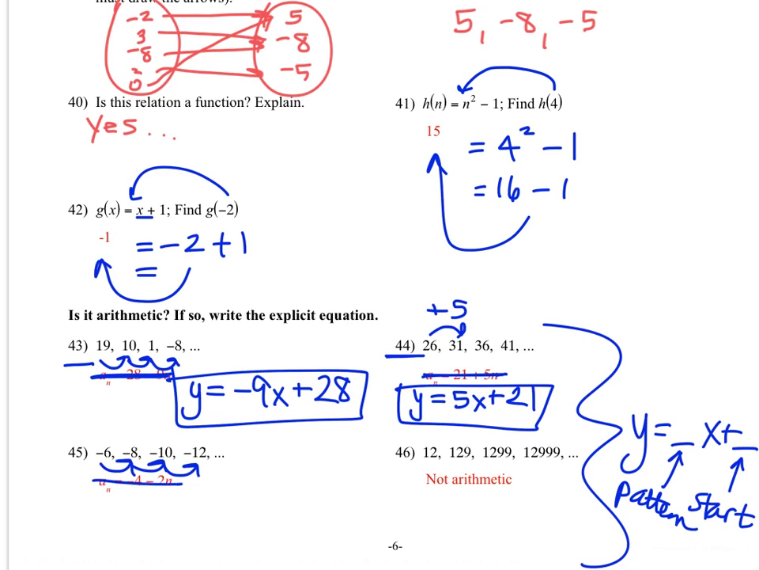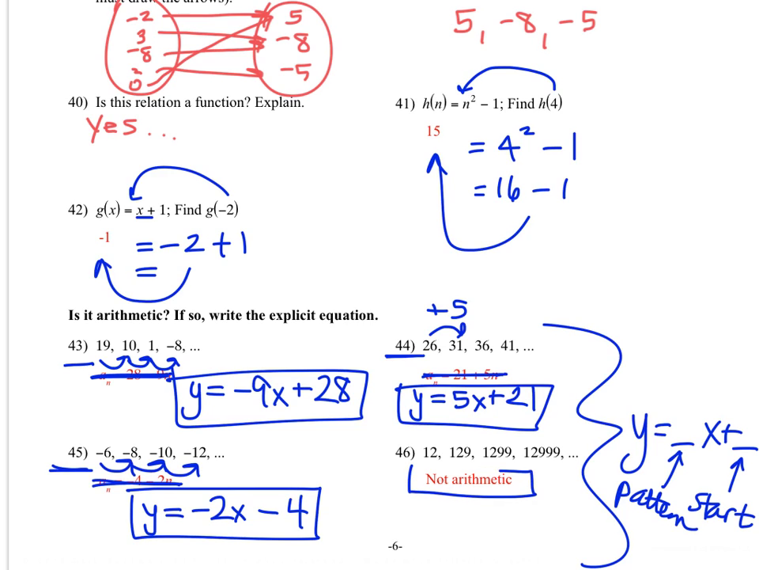Number 45, be careful with your negatives. This is subtracting 2, so that's y equals negative 2x, because it's going down. And then I need to go the other direction. So the previous number would have been negative 4 if I keep that pattern going backwards. Number 46, even though there is a pattern, you're not adding or subtracting the same thing every time. Remember, it has to be an addition or subtraction pattern. So this one is not arithmetic, which means you cannot write an equation.